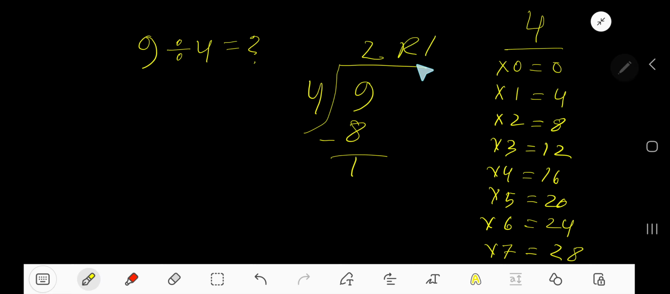If you want to write your answer in decimal form, then put a decimal here and add a number of zeros. Bring down the first zero, but before the zero there is a decimal. The decimal must come into the quotient directly.